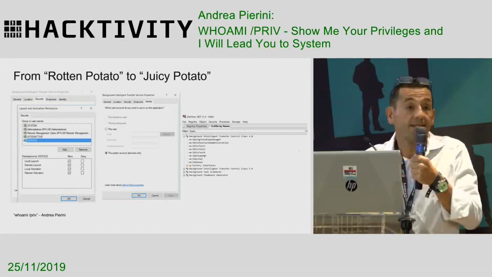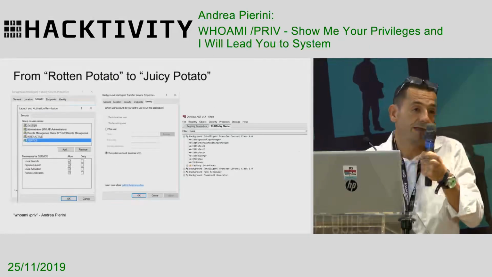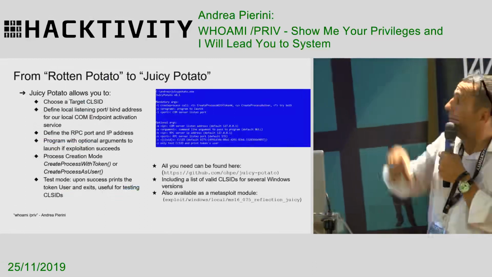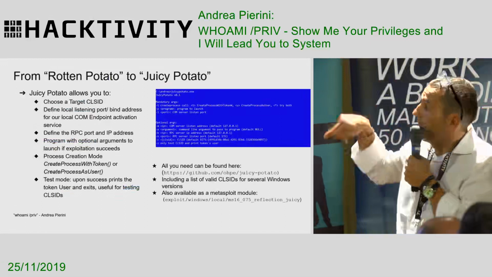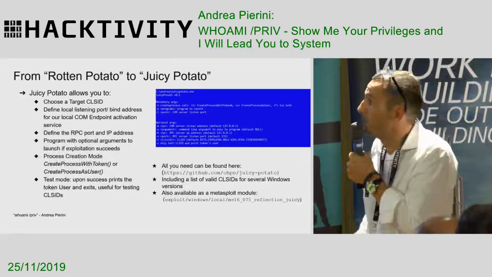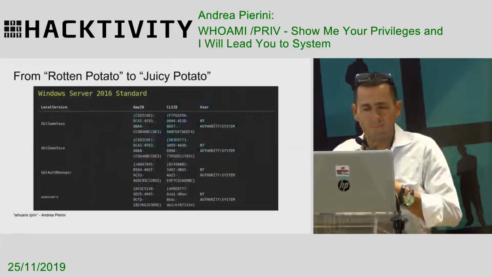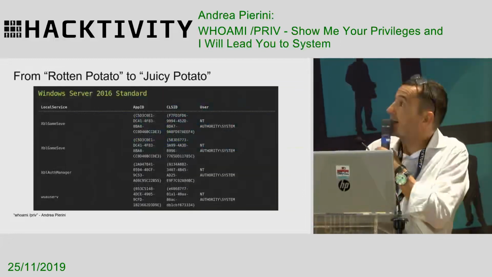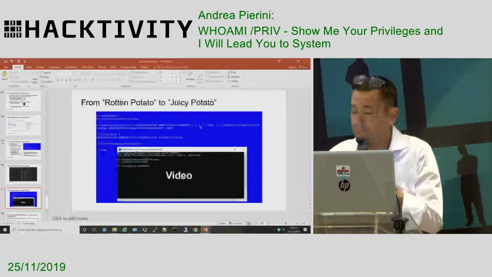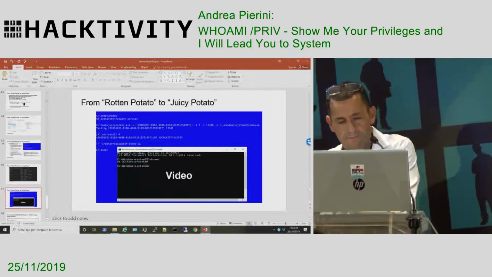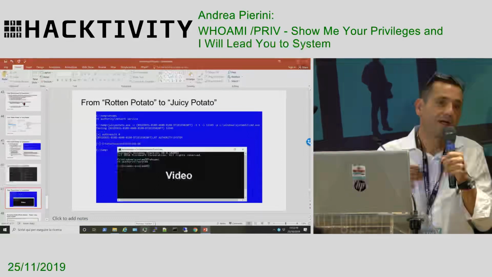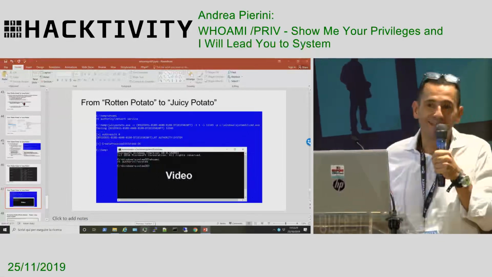These are the settings an ideal service should have for exploiting it. And this is our tool. You can download it here, and it has also been ported as a Metasploit module. These are some examples of CLSIDs. I have a video about exploiting this, but I will skip it. You trust what I'm saying.